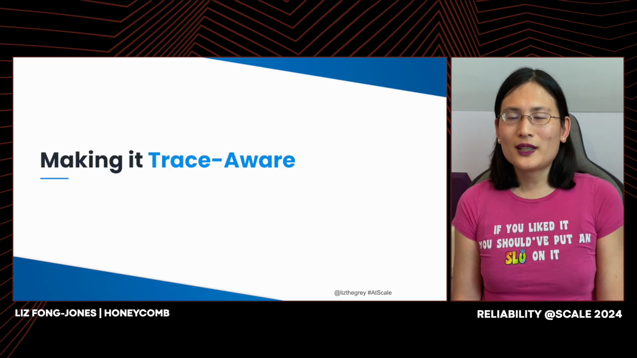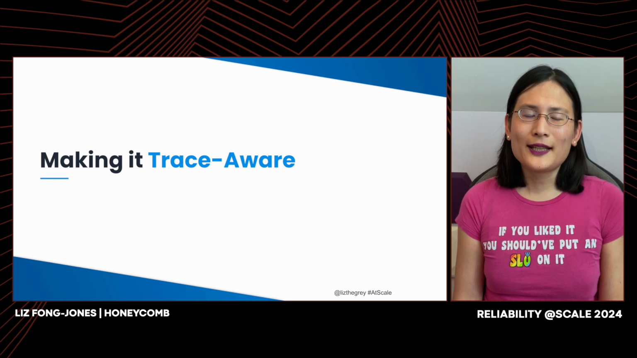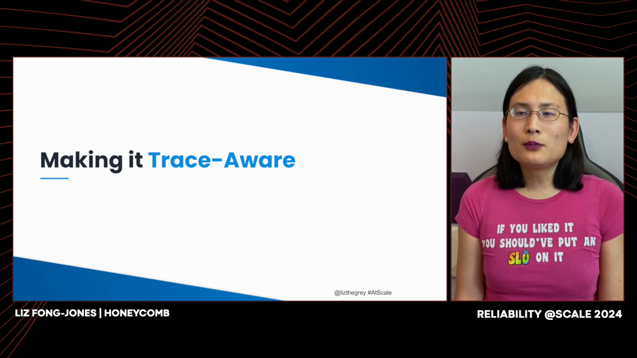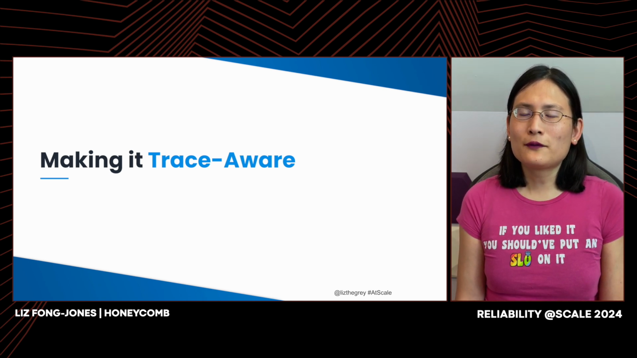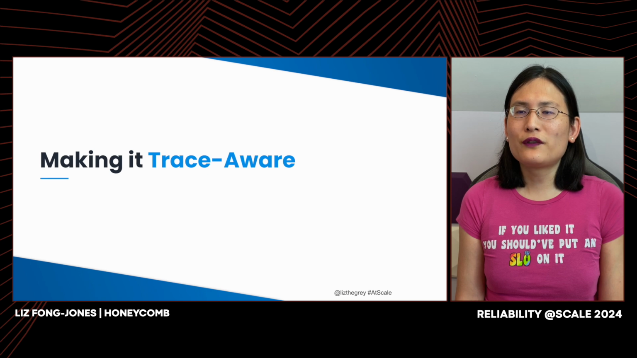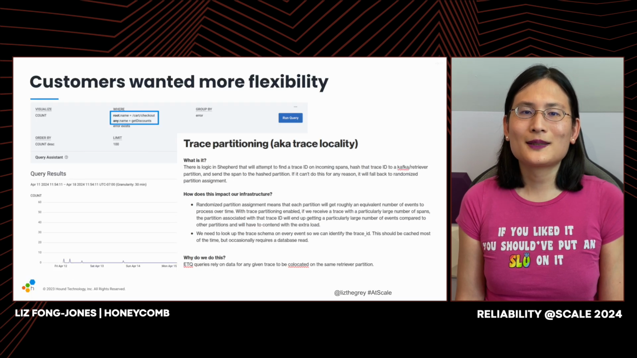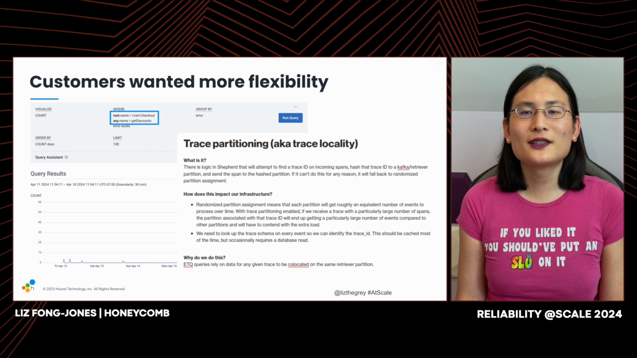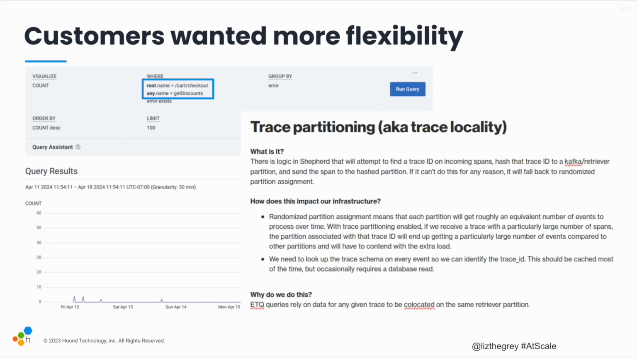So finally, let's talk about how we not just maintain stability, scalability, and durability, but also add features. So Honeycomb users have been asking for a long time for the ability to run queries not just across all of the fields on one span, but to run queries across all of the fields on all of the spans within a trace. So to be able to ask questions like, does the root span have a name of cart checkout?